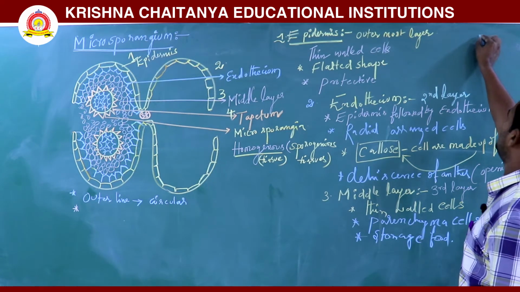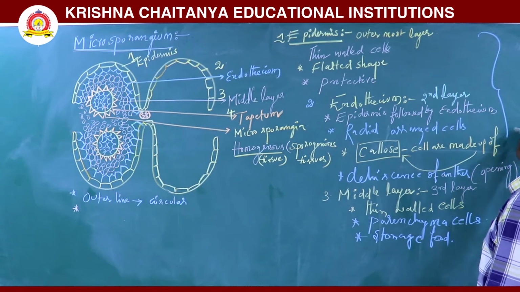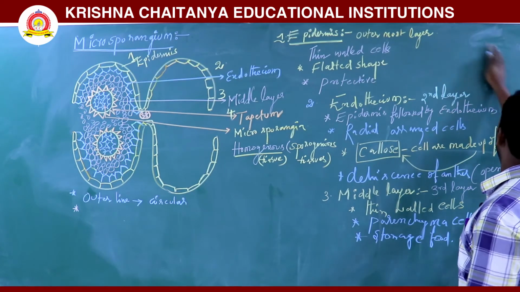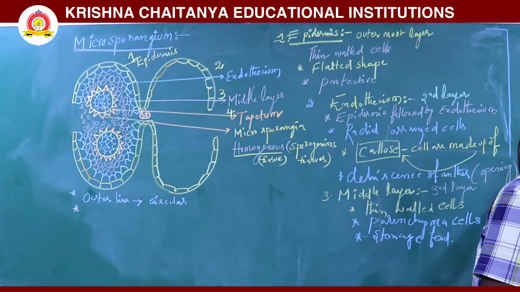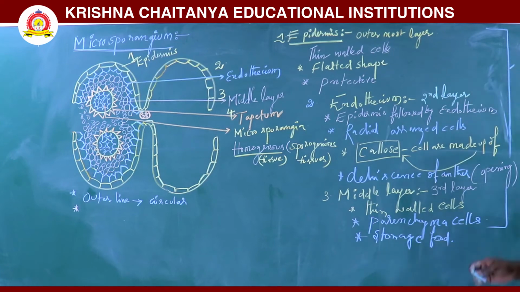How do these three layers help? Mainly, these three layers help in protection and also in dehiscence. According to NCERT, these three layers help in protecting and dehiscence.